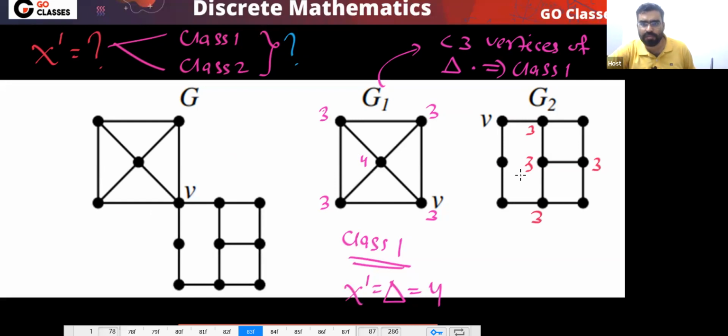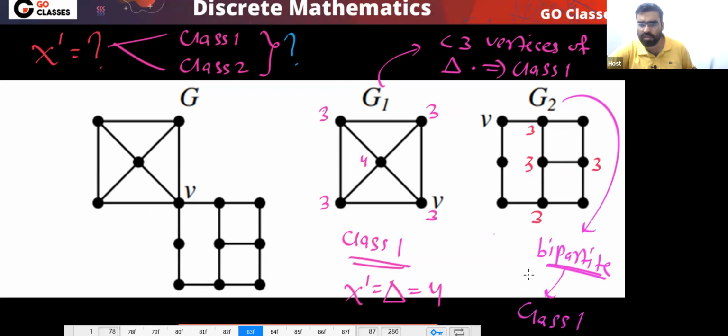So what should I do? I should do it manually. I have to check bipartite. Yes, this is bipartite, because there is no odd cycle. And because this is bipartite, this is class 1. Again, this is your class 1.